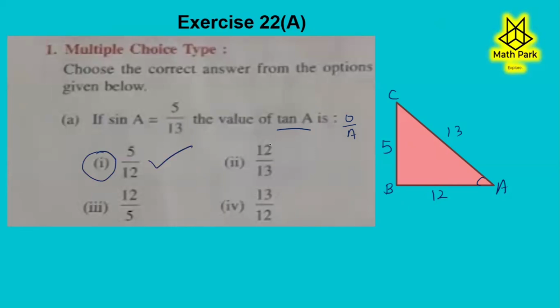The second one, if tan A is equal to 3 by 5, find the value of sine square A plus cos square A. Now remember, there is an identity, sine square A plus cos square A is 1. So in this case, if it is MCQ, directly go for it. Otherwise, you have to solve and show.